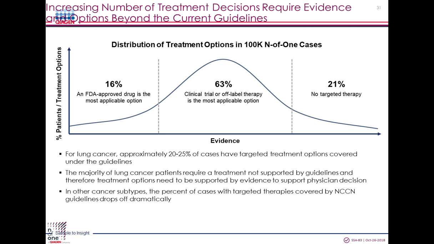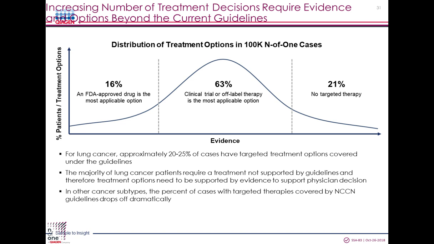In 21% of cases, there were no targeted therapies that were appropriate for a patient, but in the center of the curve, 63% of cases could qualify for a clinical trial or off-label use of a therapy. And these are the cases with the most critical need for clinical interpretation because identification of the variant alone is not sufficient to support a clinical decision.